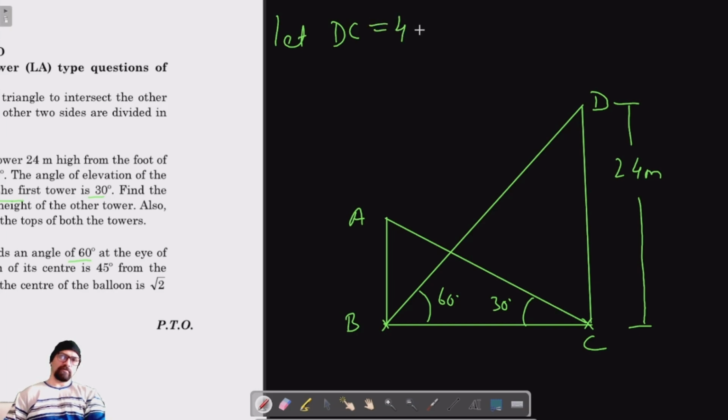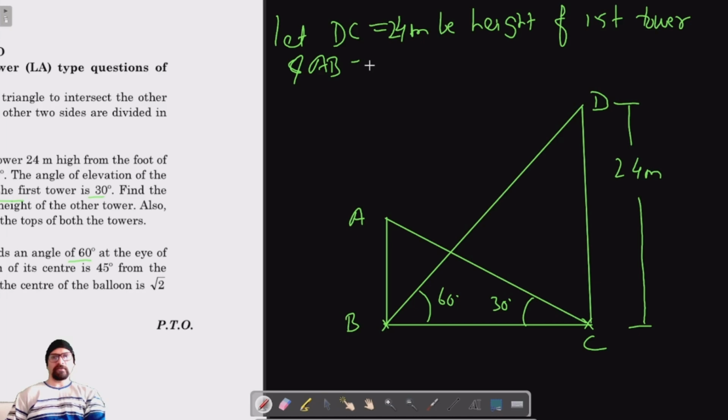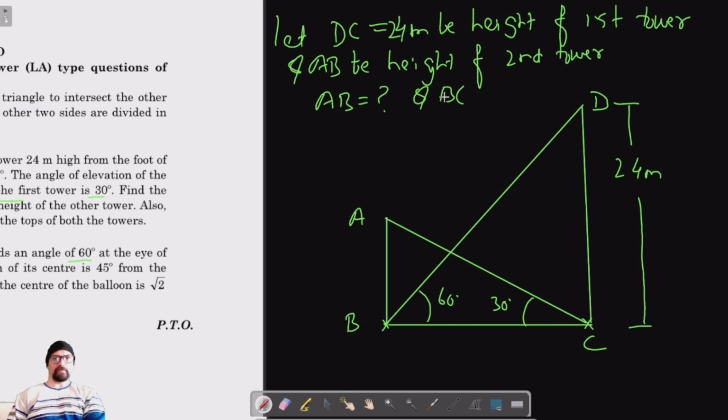Let DC, which is 24 meters, be the height of the first tower, and AB be the height of the second tower. Now we have to find the height of AB. We have to find AB, and we have to find BC, that is the distance between the two towers.